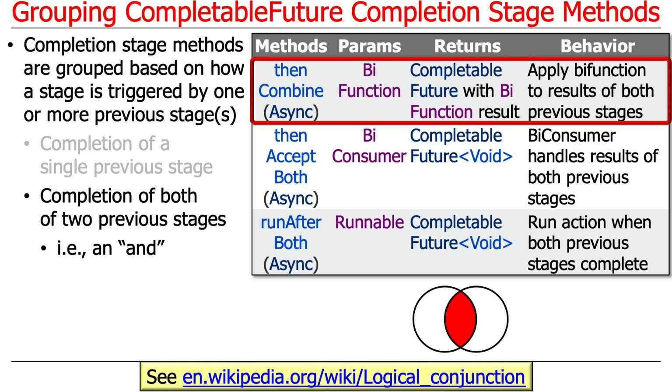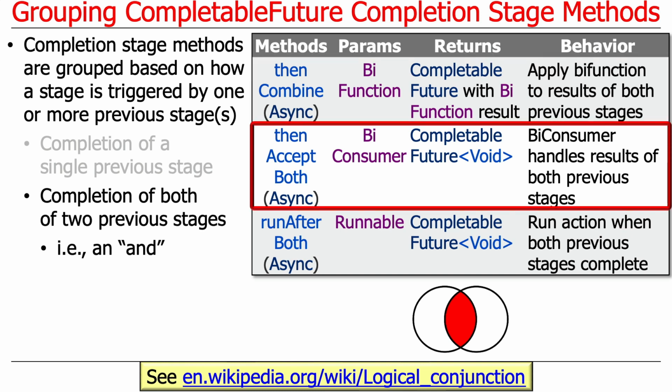Some of them you'll be using for the assignment. thenCombine takes a bi-function, so it takes two parameters, effectively, and it returns a completable future that, when it completes, will give you the results of that bi-function, and it applies the bi-function to the results of both the previous stages. And that's used typically to join together two previously asynchronous computations that were running in the background.